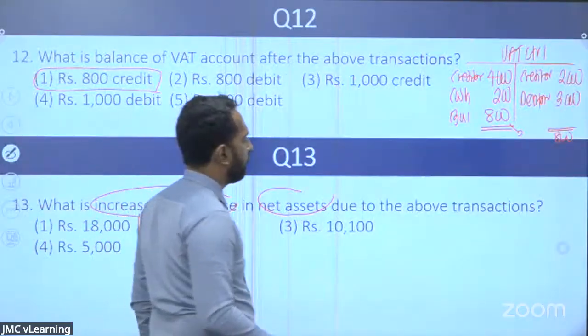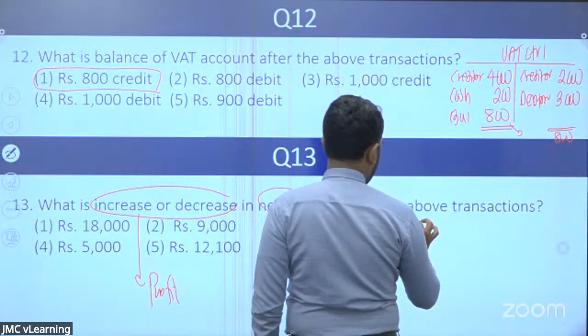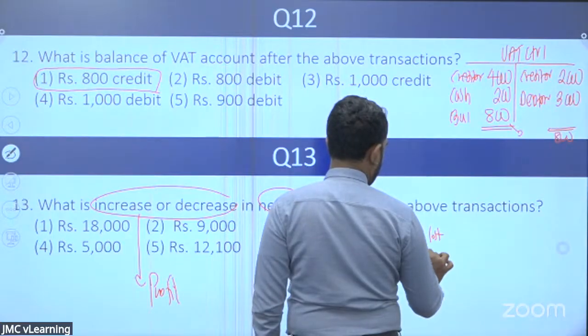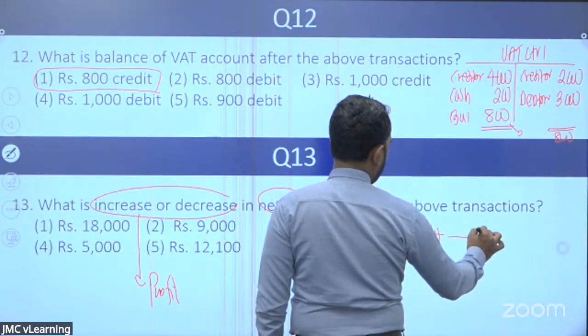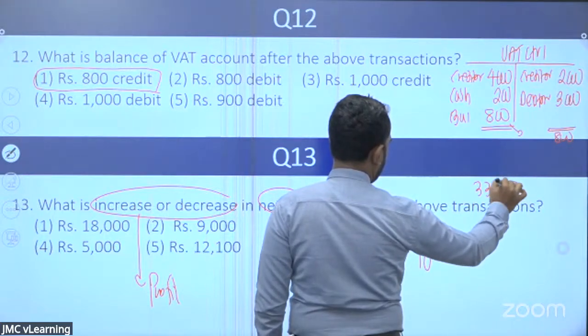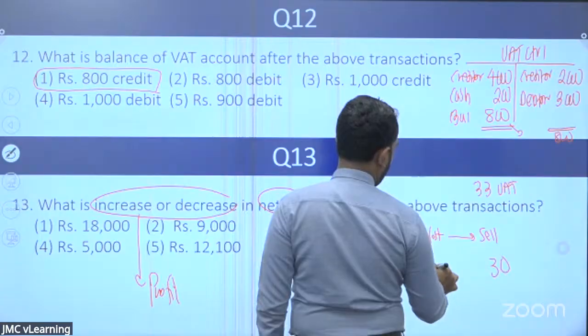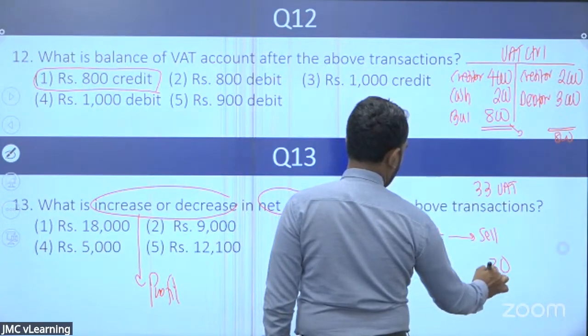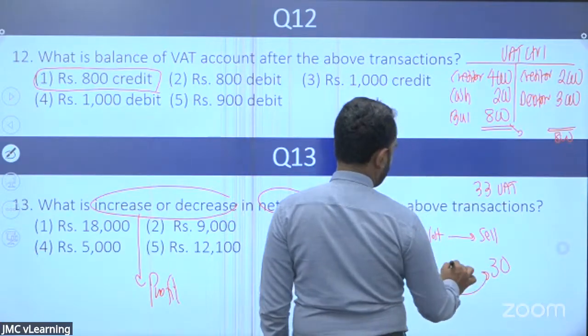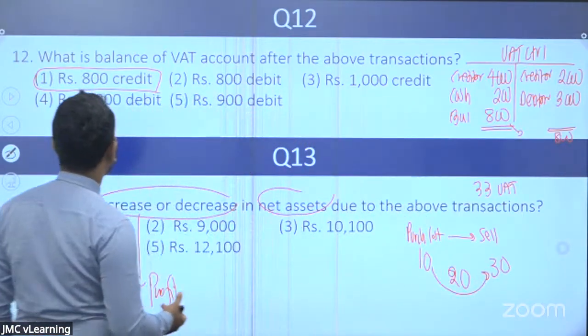That means here your purchase cost is 10. You are selling that at a value of 33, that is with VAT. Without VAT it's 30 now. So then you are keeping a profit of 20.